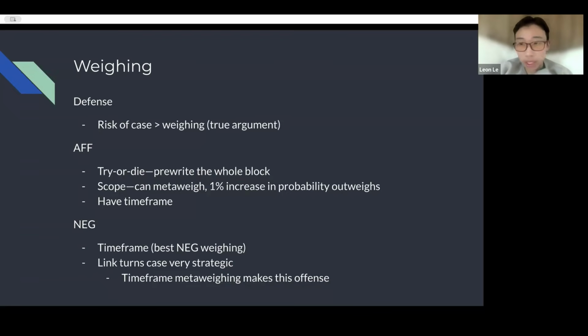And the negative, I think, should go for time frame because it's the best neg Wang, and usually neg time frame Wang is more true than af time frame Wang. And the second thing that I want to point out is link turns case, which is very strategic. So the argument that you should make is that your link alone turns the affirmative argument.